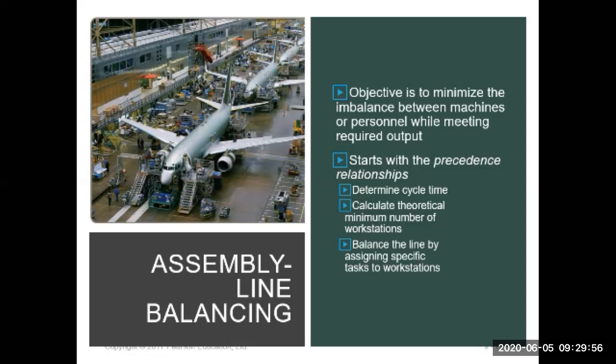Based on this precedence relationship, we can determine the cycle time for each workstation. We can also calculate the minimum number of workstations, how many workstations we need to balance the line. And we can balance the line by assigning the tasks to workstations. This is what we do in assembly line balancing.